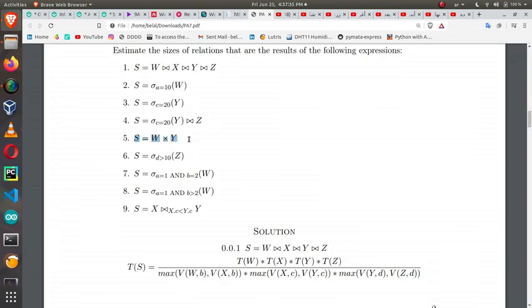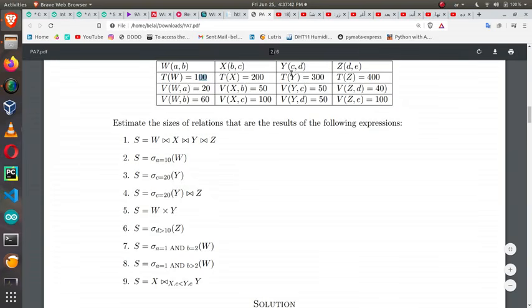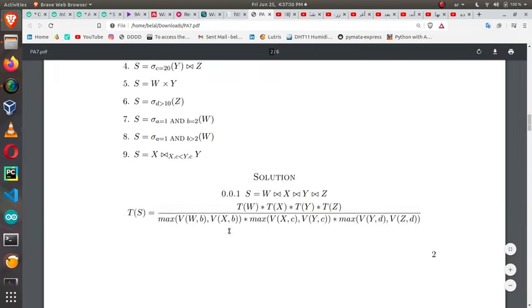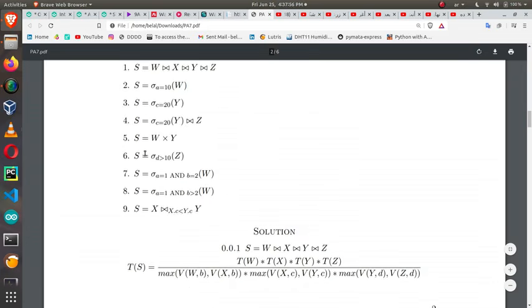Number 5. This is a simple cross product. Okay, T of W times T of Y. T of W equals 100 times T of Y, 300. 3 and 4 zeros. This cross product gets us 30,000 tuples.